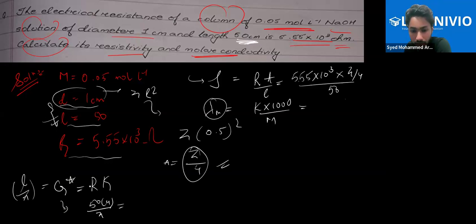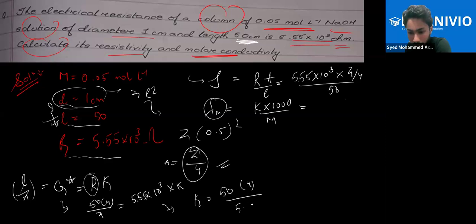And resistance is 5.55, multiplied by kappa. So kappa, that you have to find here. So multiply by 10 to the power of 3, multiply by K. After solving this, you will get your K. So K equals 50 multiplied by 4 divided by 5.55 multiplied by 10 to the power of 3 and divided by pi. Is it K?